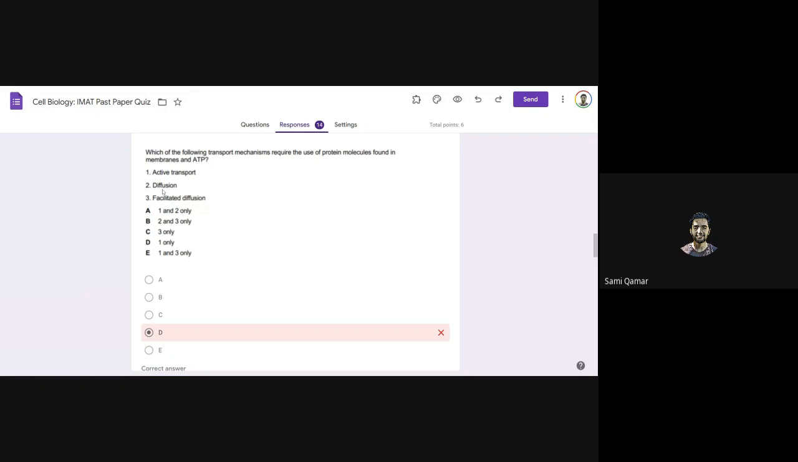Diffusion does not require ATP. It is just simple passive diffusion, movement from higher to lower potential without the use of ATP. But the question is saying ATP is going to be used. Facilitated diffusion does not use ATP, so this is wrong. Diffusion is wrong because they are not using ATP. Active transport uses ATP, moving from lower potential to higher potential. So active transport is the only right option here. Are you understanding this question? Why is it wrong?